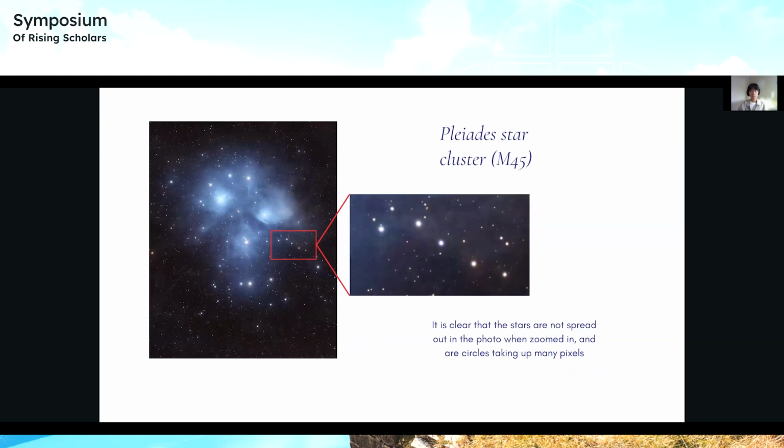So to go further into point spread function, this is an image I took of the Pleiades star cluster, Messier 45. And as you can see, when you zoom into the photo, these stars here that originally look like very small points are actually spread out over the image. So this is the point spread function.